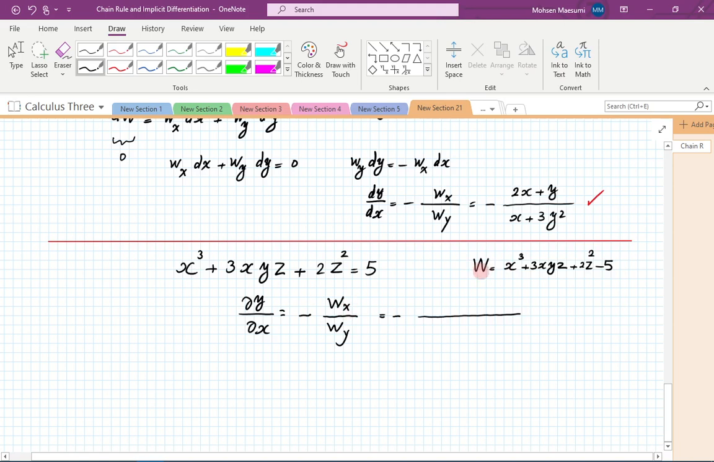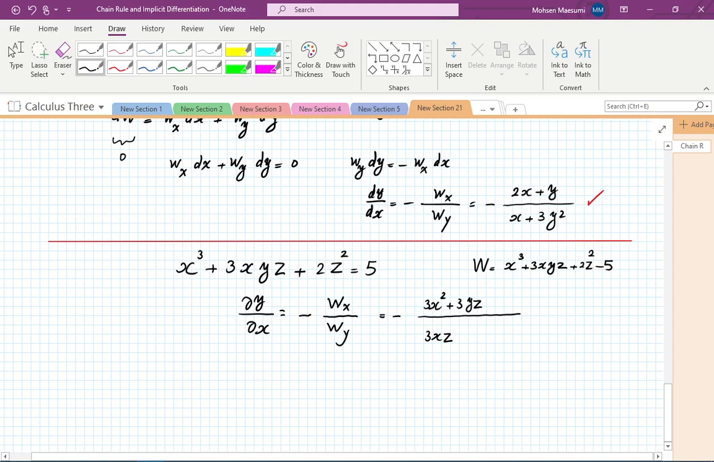the partial derivative of w with respect to x. That's going to be, for example, here 3x squared plus 3yz, and the partial of this thing with respect to y is 3xz, and here with respect to y I don't have anything. With respect to y I don't have anything here either, so that's all there is to it. Don't forget the presence of this minus.